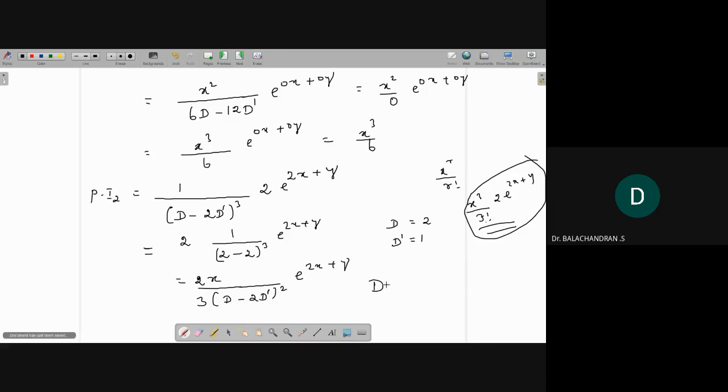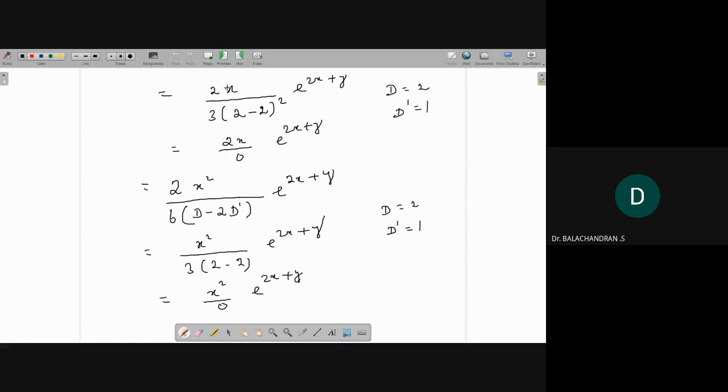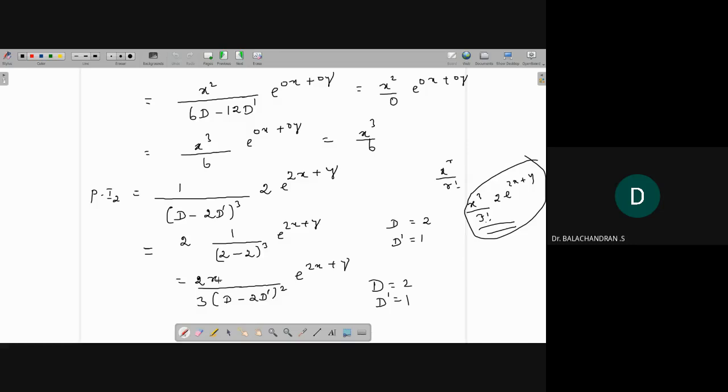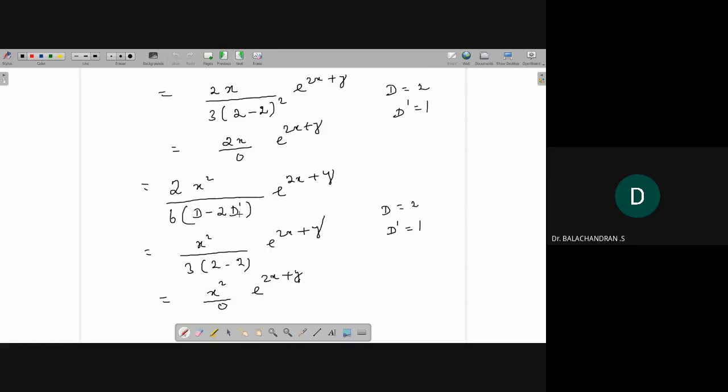So again you should replace d by 2 and d dash by 1. So you'll get 2 minus 2, 0. So again you need to multiply the numerator by x. So 2x square. If you differentiate the denominator, you'll get what? If you differentiate 3d, you'll get 3. So this is 0. So 2x square by 6 into d minus 2d dash.